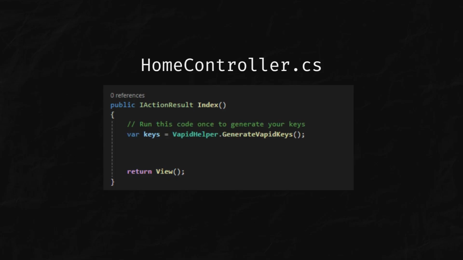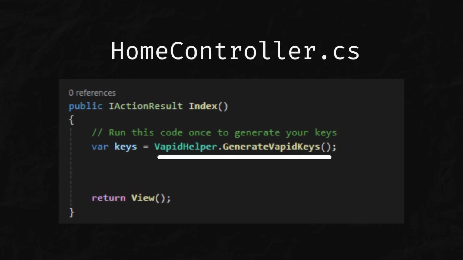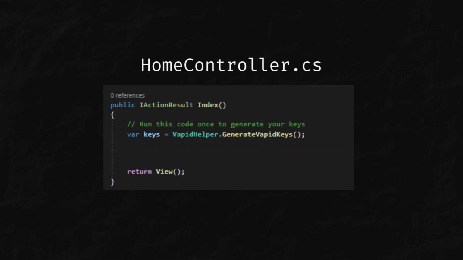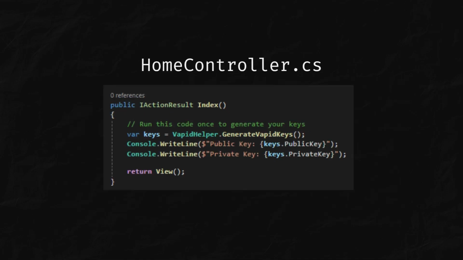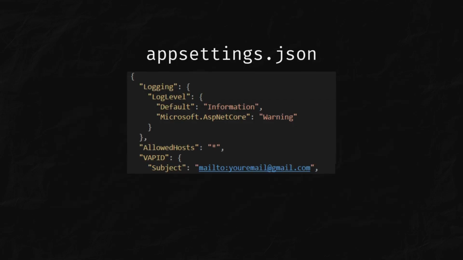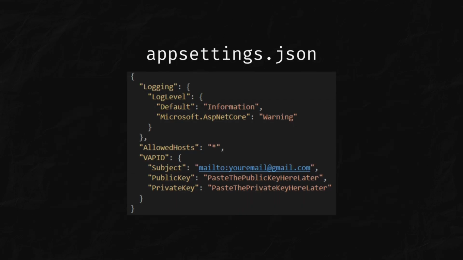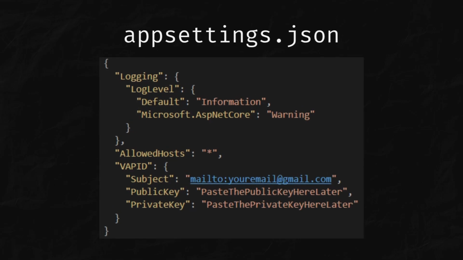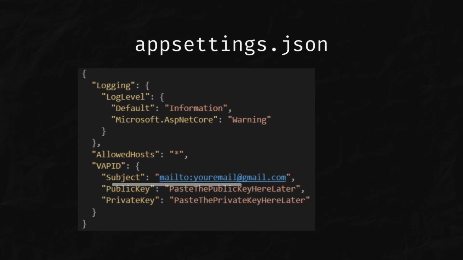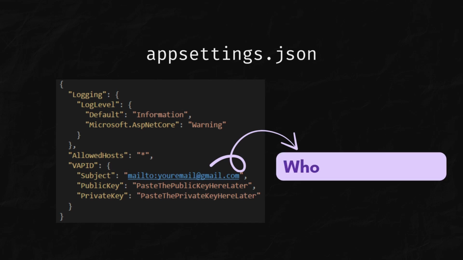We'll use VapidHelper.GenerateVapidKeys to create a pair of keys. Later, we'll see the generated keys printed in the console. Inside appsettings.json, we'll store both the public and private keys. But that's not all. We also need to specify a subject. This tells the push service who the sender is.